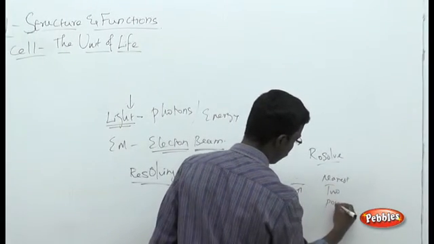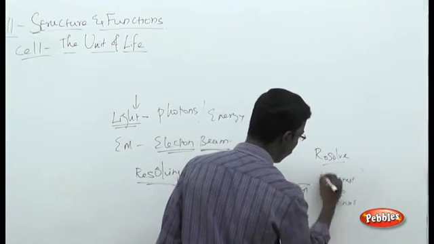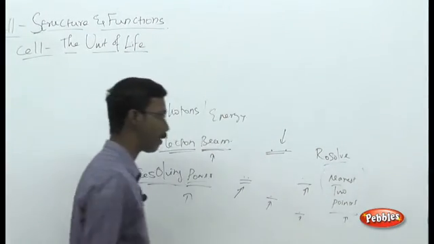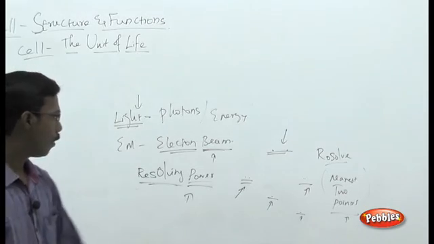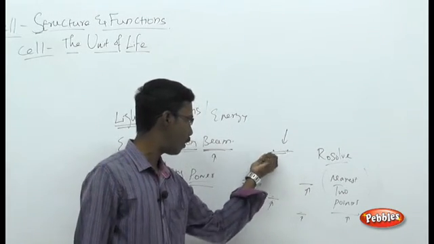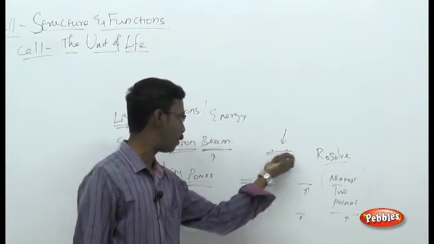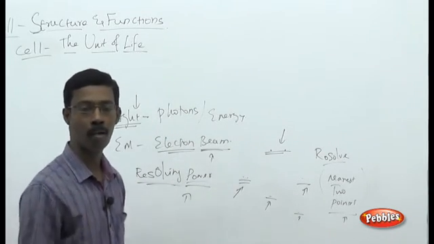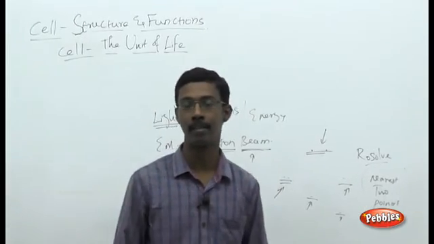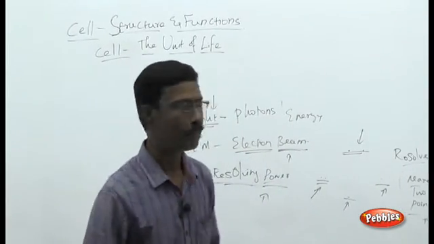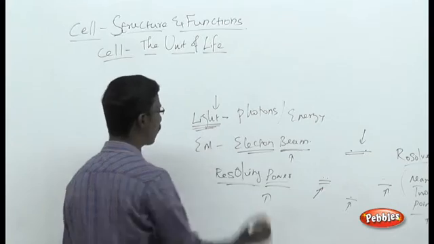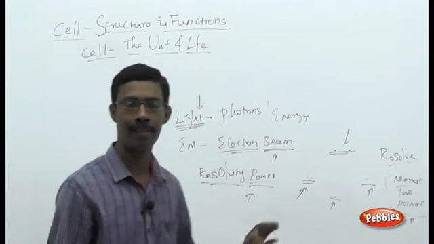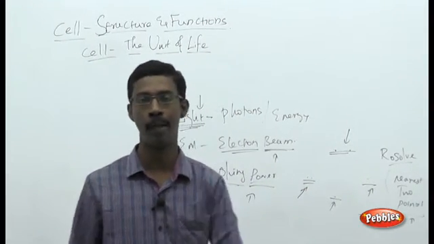Nearest 2 points. Okay, so that is what we are calling that resolving power. For a naked eye, they can distinguish the nearest 2 points at a particular range. So what we are going to do with the microscope, we are going to increase the resolving power of our eye. Suppose if you are going to use the light microscope, you are increasing your resolving power to some extent.